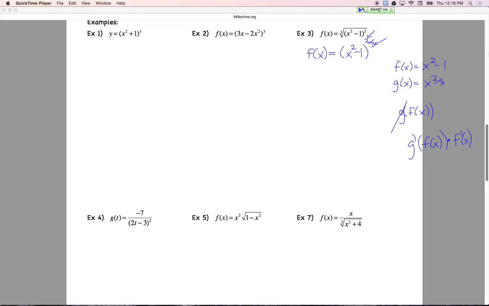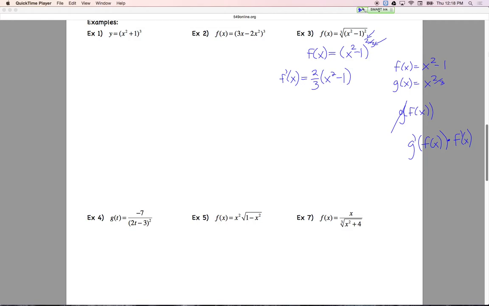David, go ahead. So what's the first part you would do? Yeah, bring the 2/3 down. What are you going to do with the inside? It just remains the same. Remains the same, evaluate it at the inside to the what power? It becomes a negative 1/3. Don't forget to subtract 1 from the exponent.